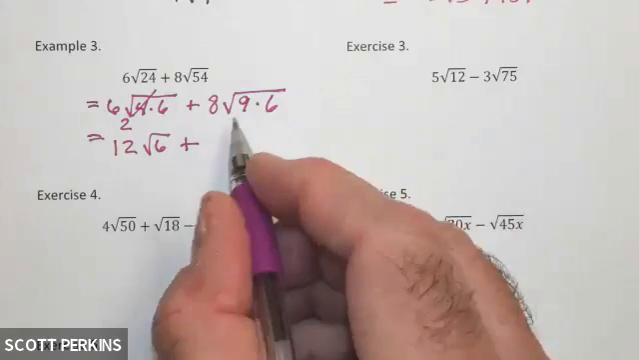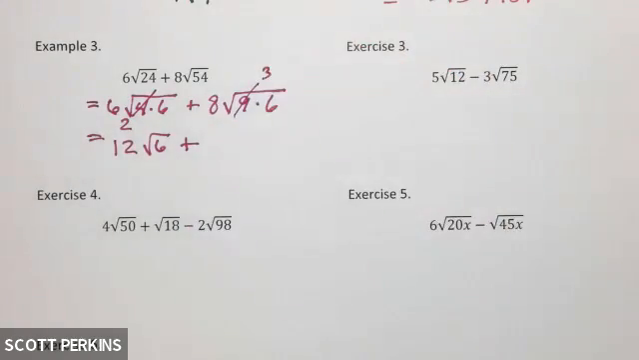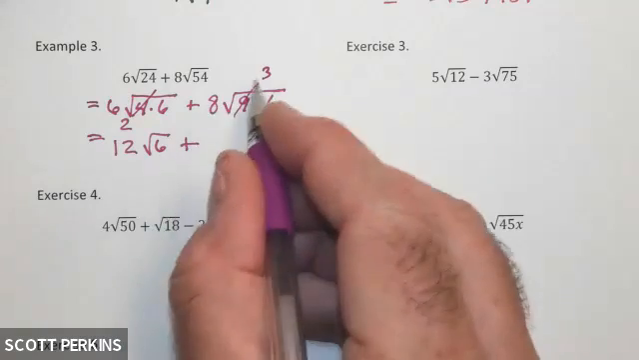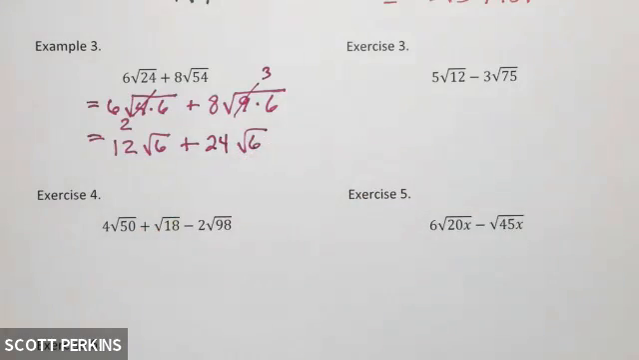All right, so I could take the square root of 9. What's the square root of 9? 3. So I'm gonna put a 3 right there to remind myself. And so then what's the coefficient outside of my radical now in that one? Yep, 8 times 3 is 24. And then the square root of 6 stays under the radical.